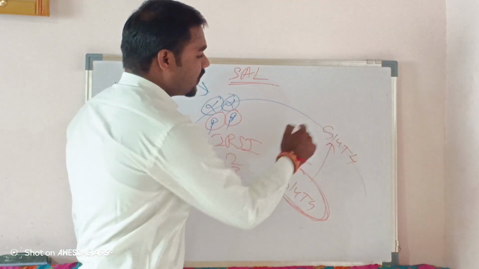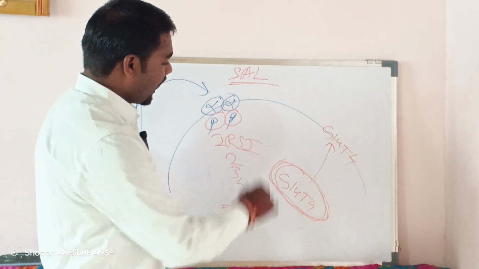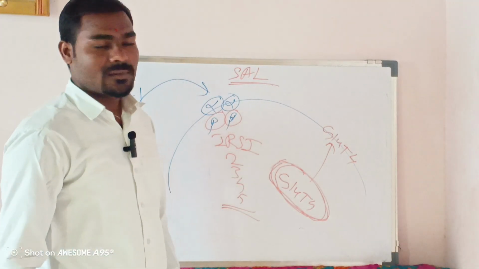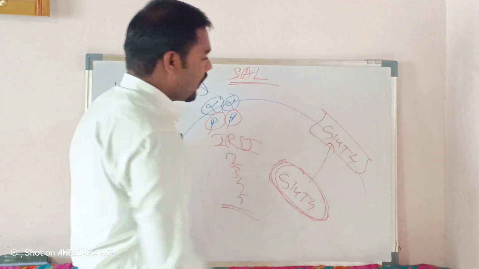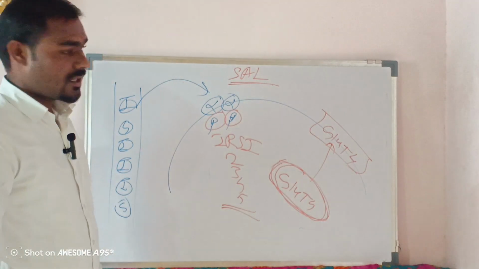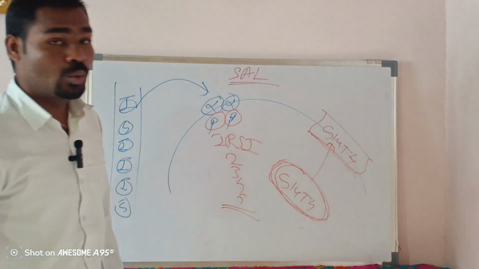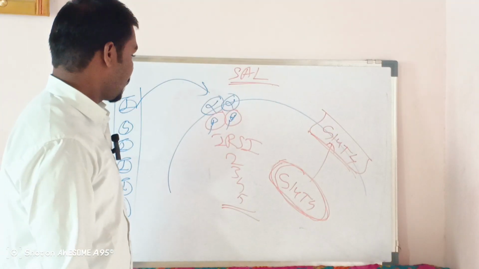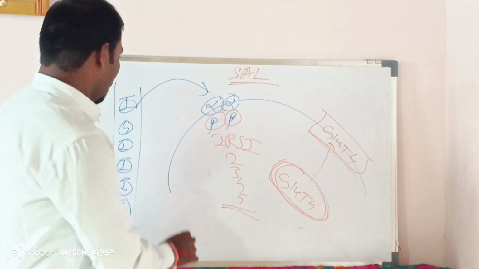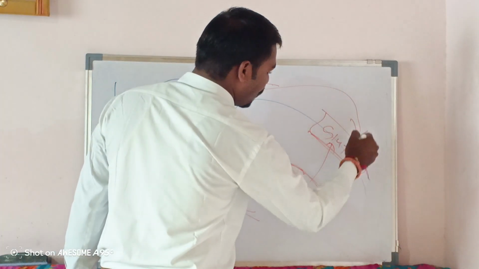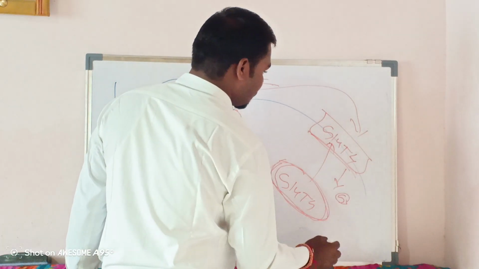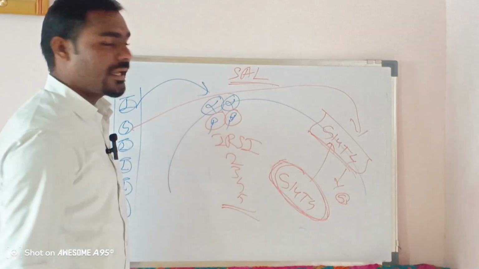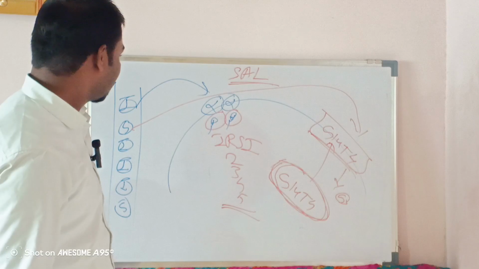Once GLUT4 moves towards the membrane, the process is called trafficking and docking of GLUT4. This GLUT4 is extremely important for glucose entry into the target cells. GLUT4 is present on the target cells and GLUT2 is present on the beta cell of the pancreas. Through this GLUT4, glucose enters into the target cells and the blood glucose level becomes normal. This is how insulin acts on target cells or target organs.